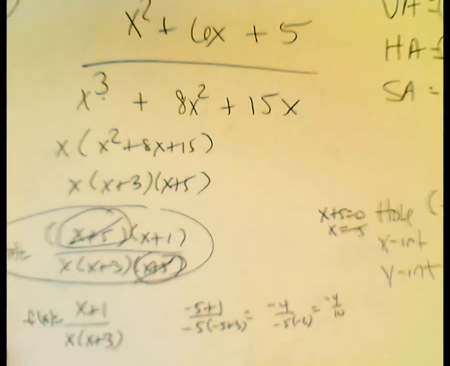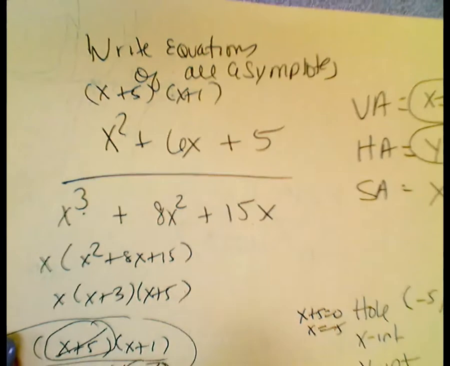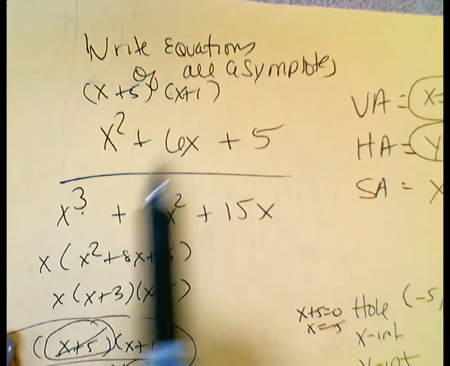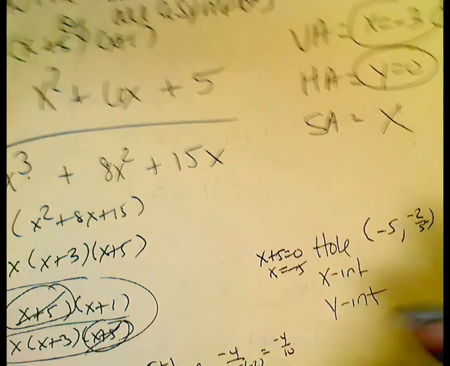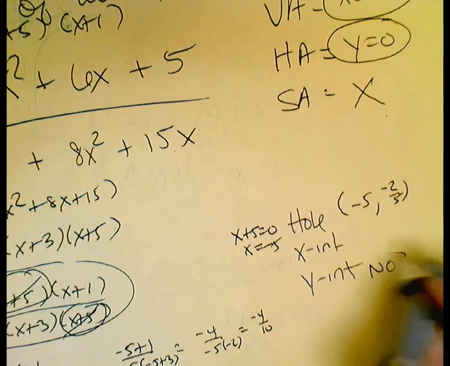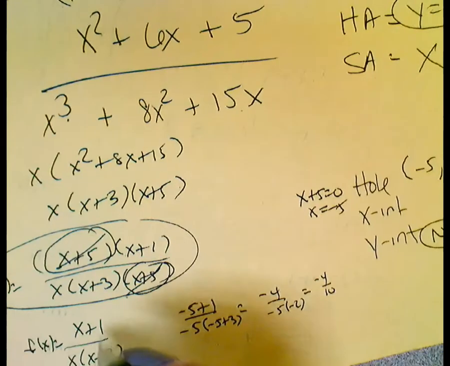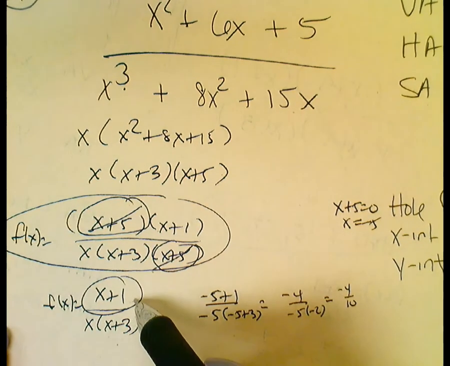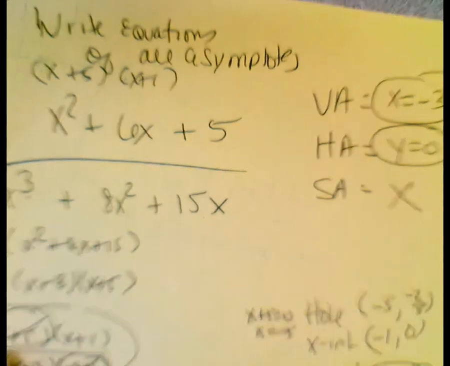Now, x-intercepts and y-intercepts. The y-intercept I actually get from the original problem. If you let x equal 0, that would be 5. But if you let x equal 0 on the bottom, it would be 0. So it would be 5 over 0, which is actually undefined. So there is no y-intercept. The x-intercept, you're going to set the numerator equal to 0. That's the leftover right here. So that would be x equals negative 1. So that's everything.